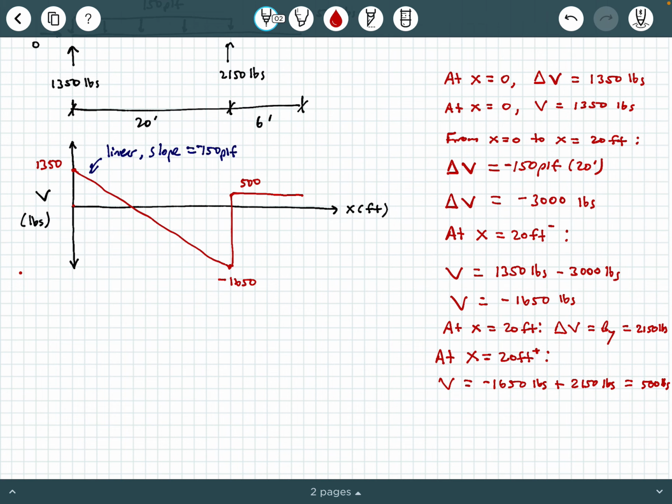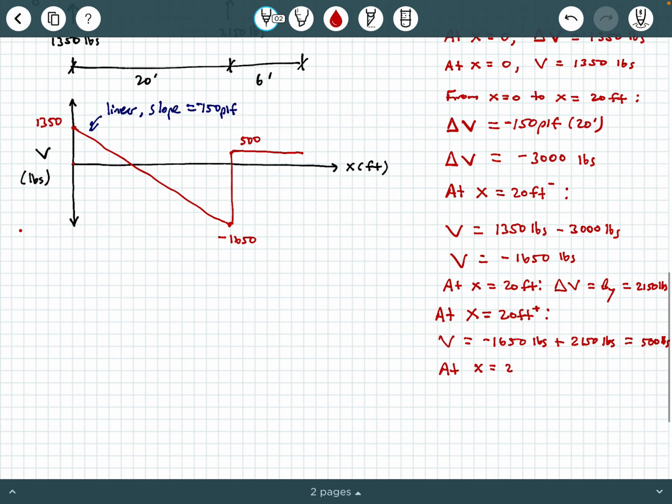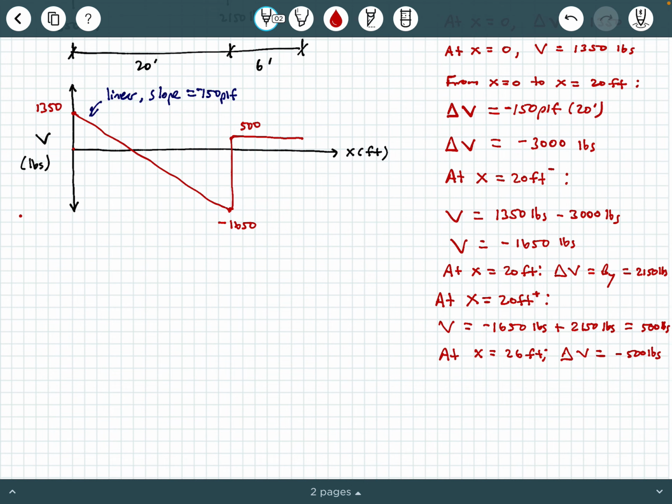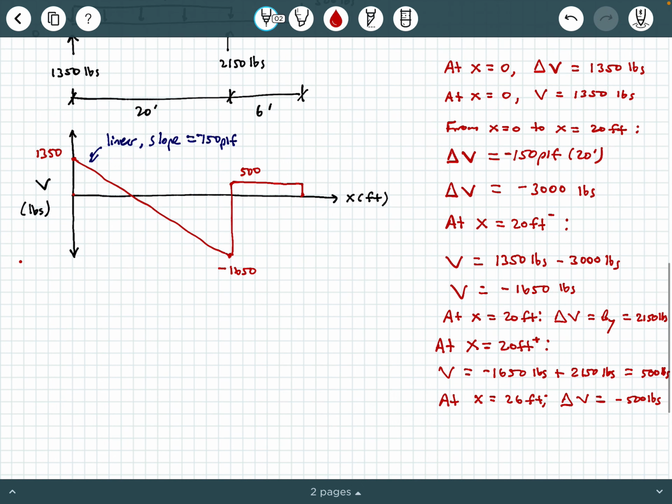I'm going to say at x equals 26 feet, we encounter a change in shear of negative 500 pounds, okay? That negative 500 pounds is this applied load, okay? And so what happens when we encounter that? Well, we're going to get pushed down back to 0, okay? Because we're going to say that the shear force, this is at 26 feet, the shear force is 500 pounds minus 500 pounds, which is 0, okay?